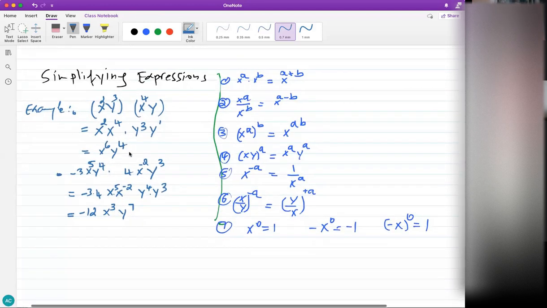Okay, so that's the case if you have a multiplication. Let's see now what happens if you have a fraction like this, but not with just one variable, maybe with more.